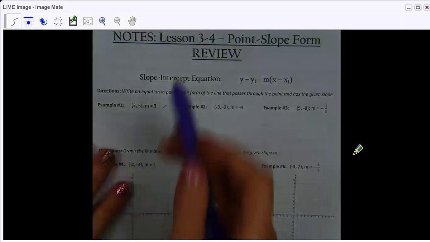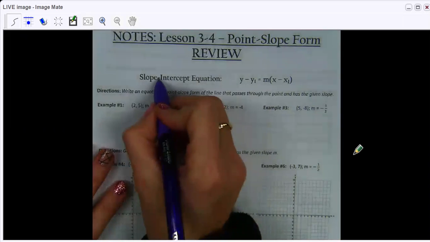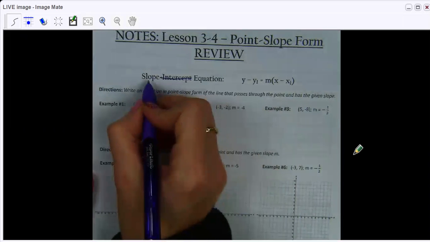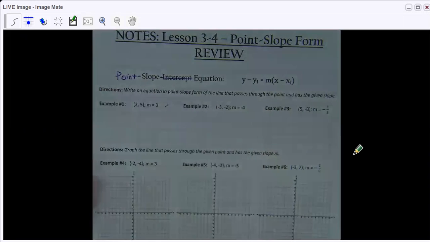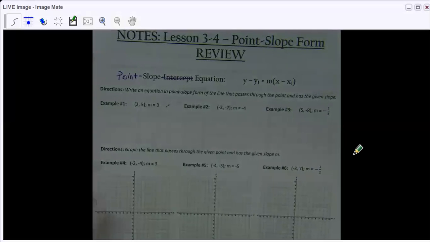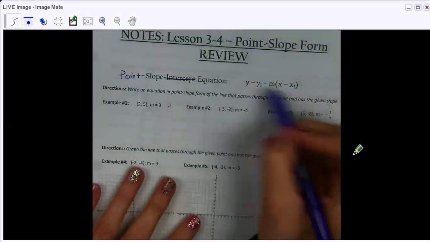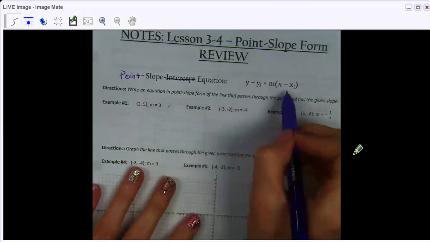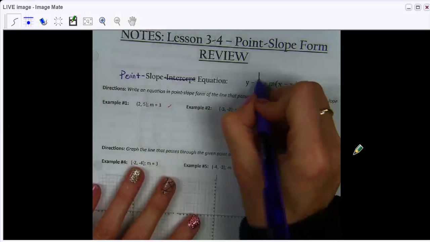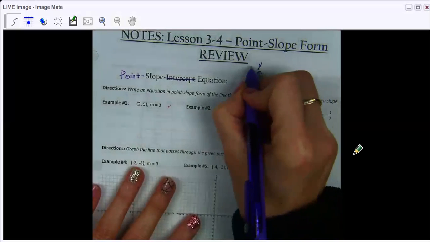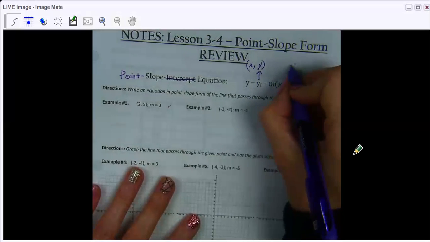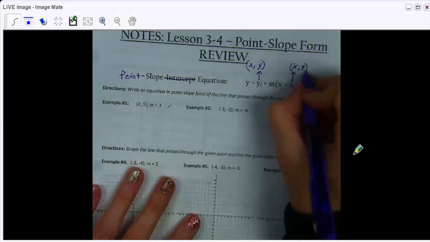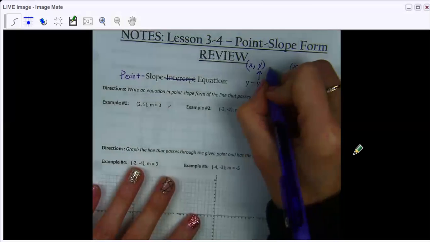I did make a mistake on here. I put slope intercept. I want you to cross off intercept, and before the word slope, I want you to write the word point. Point slope equation. Now, the point slope equation has a y and an x. Those will always remain y and x. But y1 is going to represent the y in an ordered pair, okay? And the x1 is going to represent the x in the ordered pair. And m represents your slope.